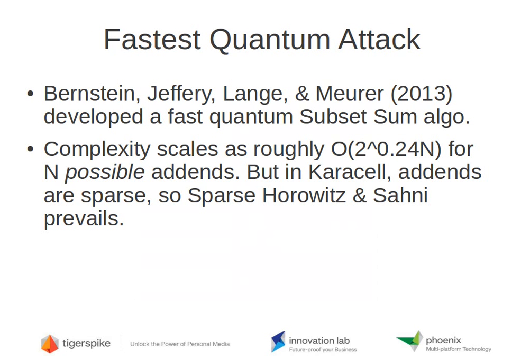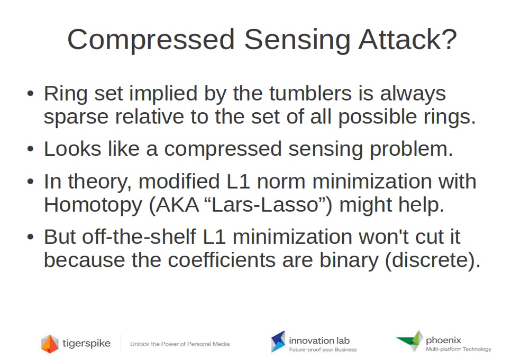All right, the fastest quantum attack would seem to have been developed by Bernstein, Jeffery, Lange, and Meurer this year in 2013. The complexity of this attack scales as roughly 2^(0.24n). In other words, it's a bit faster than the square root of classical Horowitz and Sahni for the general subset sum, and that is for n possible addends. But in Karacell, the addends are sparse. You're talking typically about tens of rings versus 10,000s of possible addends. So the sparse Horowitz and Sahni algorithm that I just demonstrated seems to still prevail.